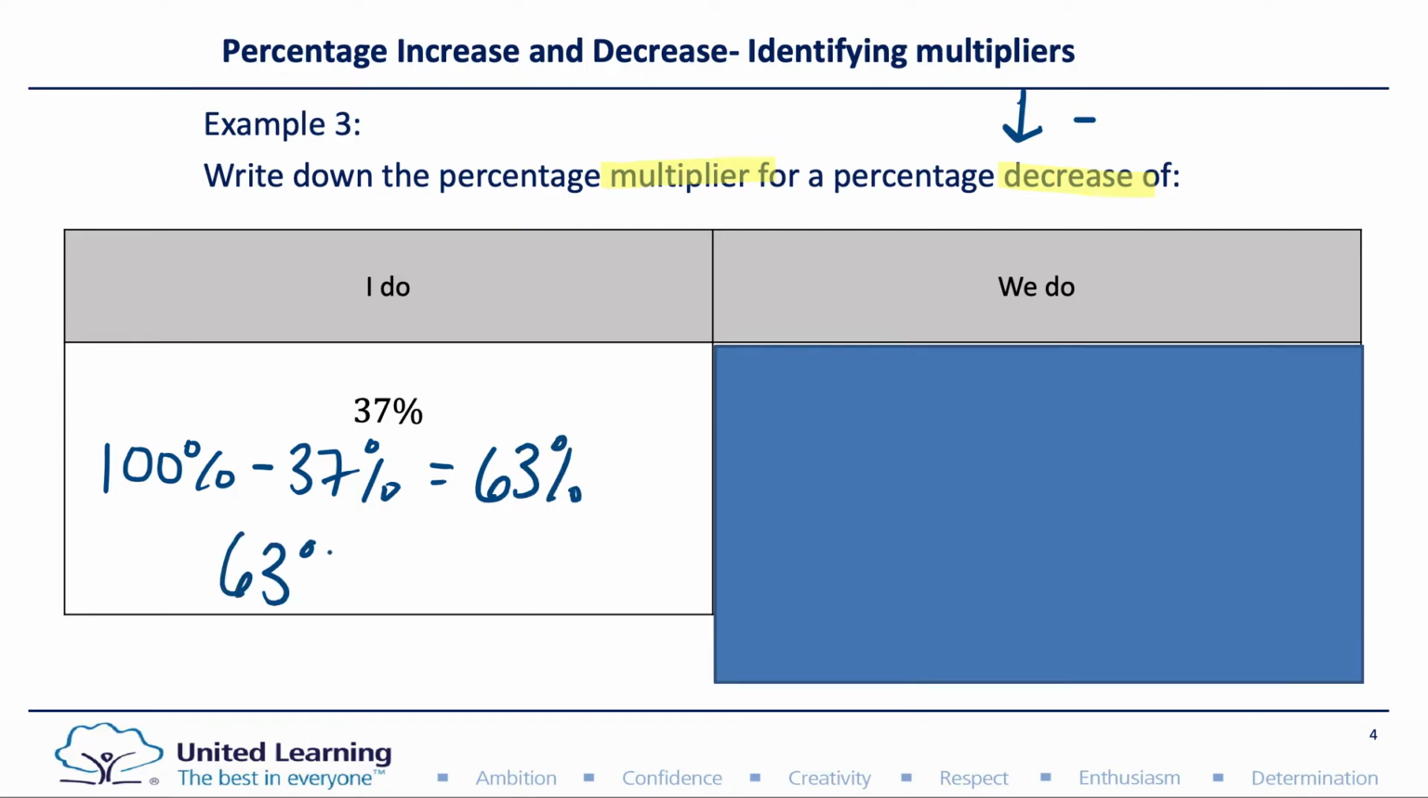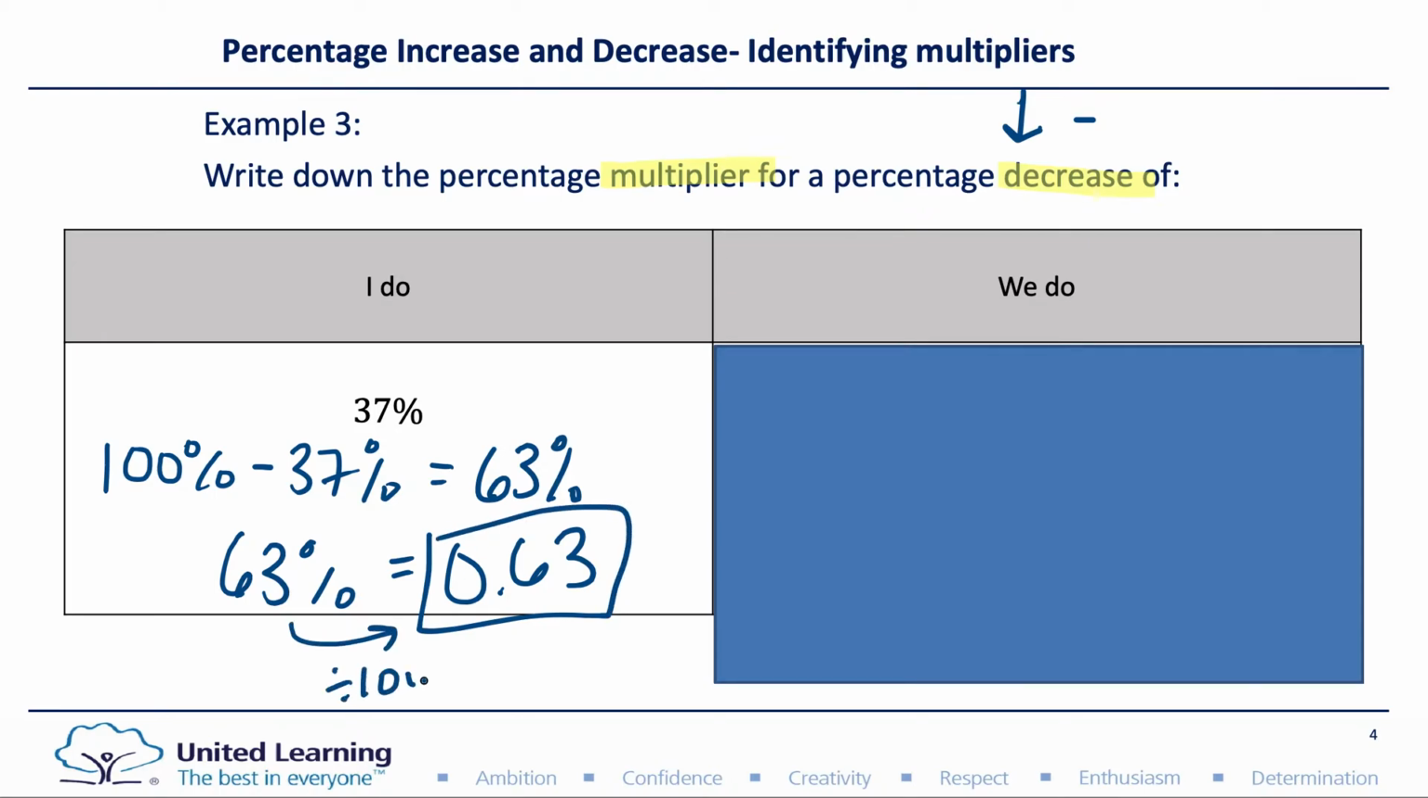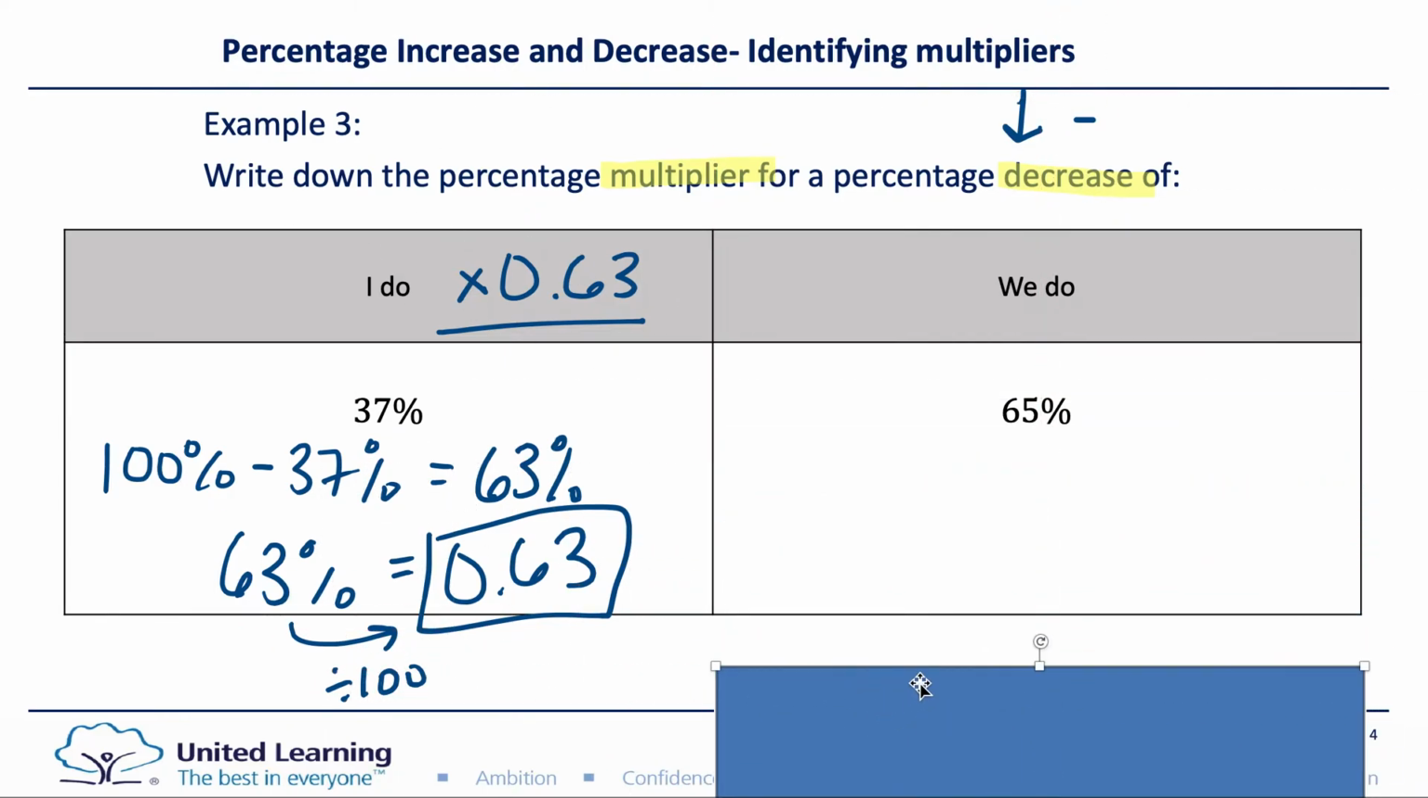And now, what is 63% as a multiplier? That would be 0.63 because that's the decimal equivalent. Percentages are out of 100, that's why I'm dividing by 100. So if you want to decrease something in your calculator by 37%, you would just multiply it by 0.63. Can you please find me the multiplier that would decrease something by 65%?